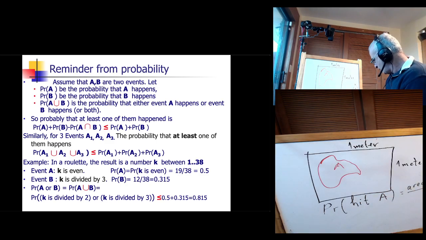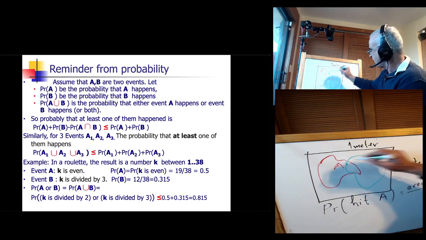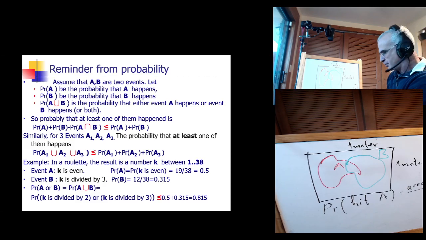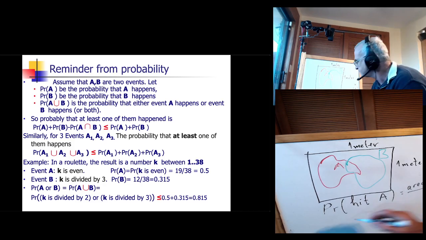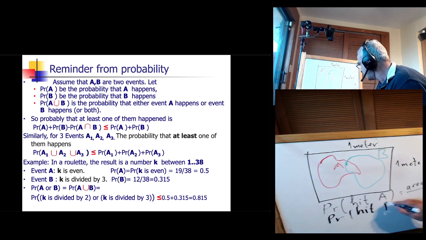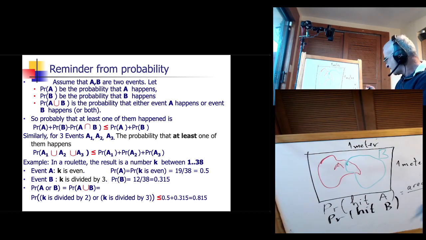Let's draw another shape in green. That would be B. And I'm asking now what is the probability that I hit B, right? Which is once again the area of B divided by 1.